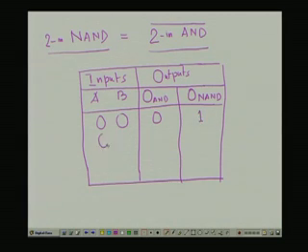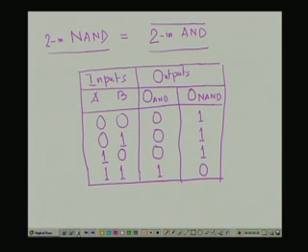Similarly, if it is 0 and 1, again the AND will be 0, so this will be 1. If it is 1 0, then also it is 0, and the complement of this is 1. If it is 1 1, then only I am getting a 1 output at the AND gate, and obviously this will be 0. So, see, the truth table output of NAND is the complement of the truth table output for the AND.